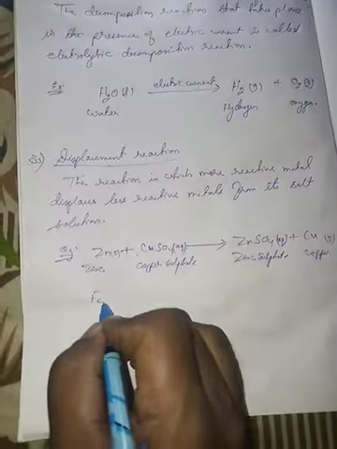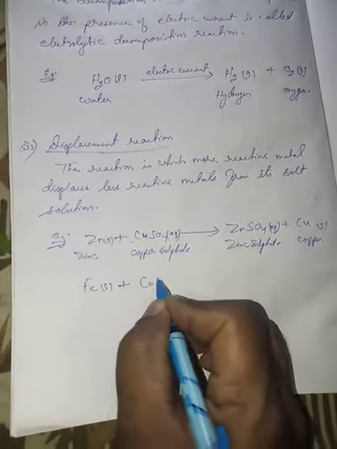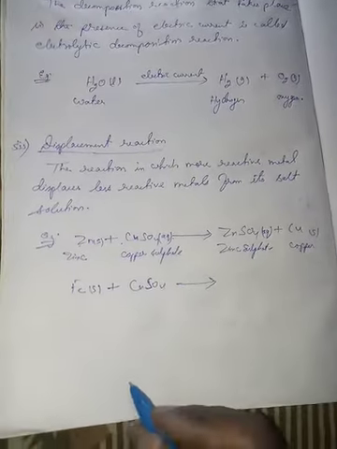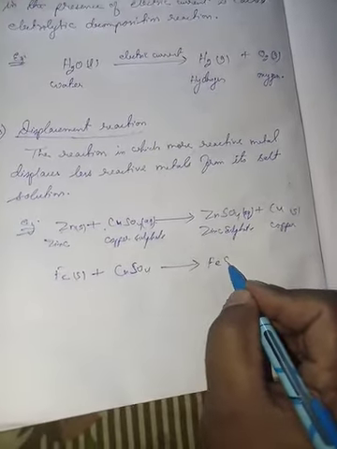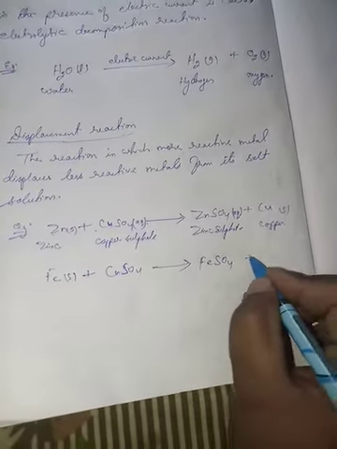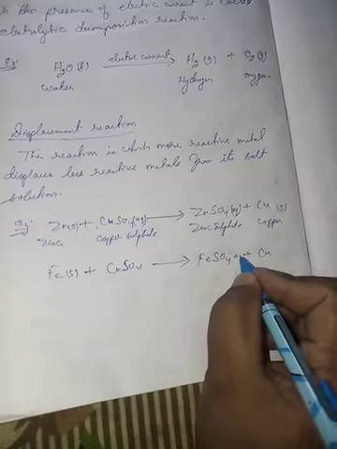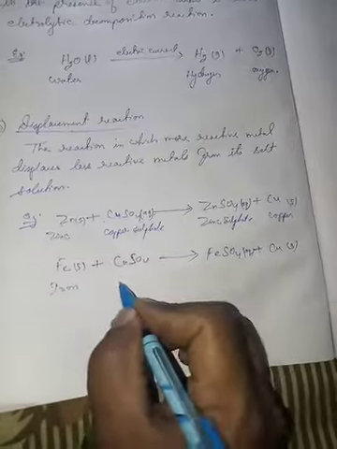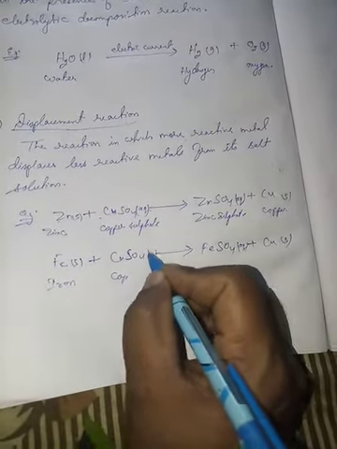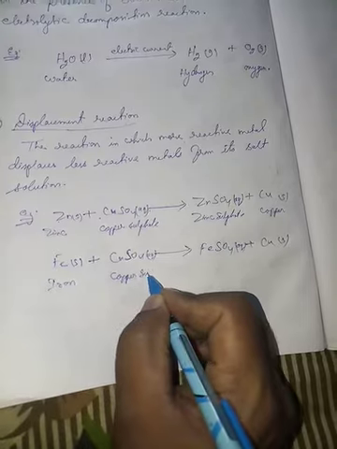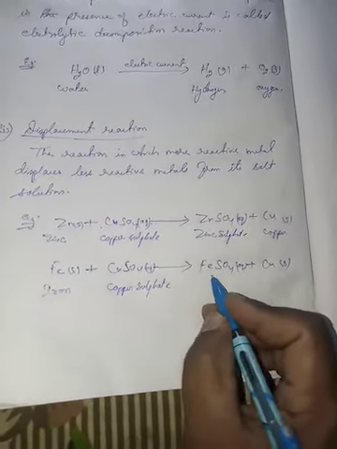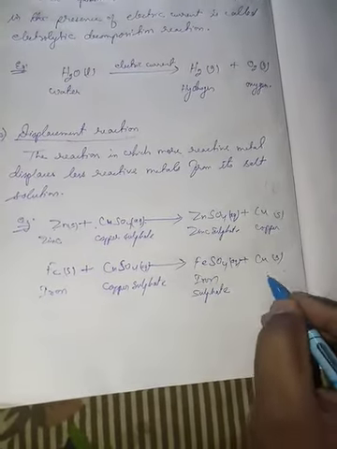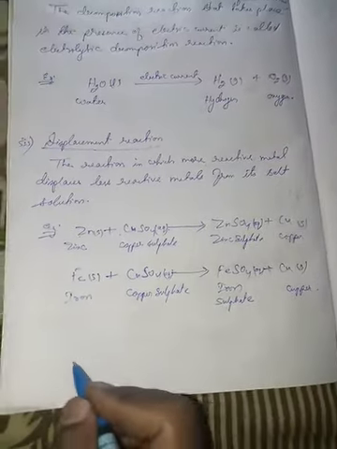Similarly, when iron in solid state reacts with copper sulfate, since again iron is more reactive than copper, it will displace copper and form FeSO4 plus copper. FeSO4 is also in aqueous state, and copper is in solid state. So iron, copper sulfate in aqueous state, to form iron sulfate and copper. Let us take one more example.